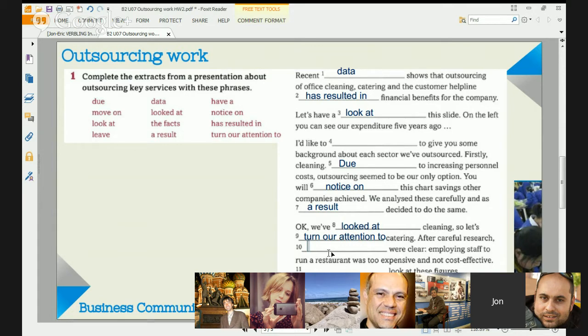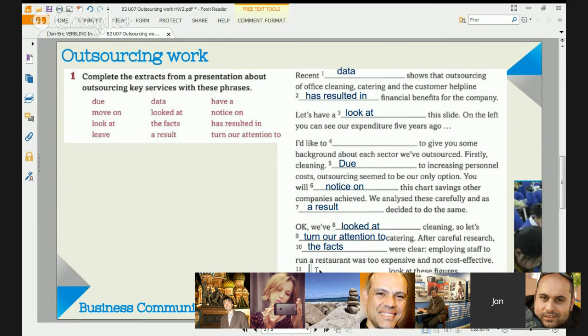After careful research, the facts were clear. Good. It's correct. I've got nothing more to say. If it's right, it's right. And Khalid, we're on number 11. Keep reading there. Employing staff to run restaurant was too expensive and not cost effective.